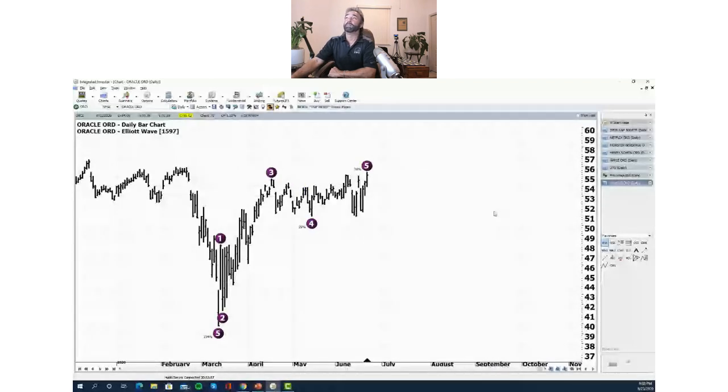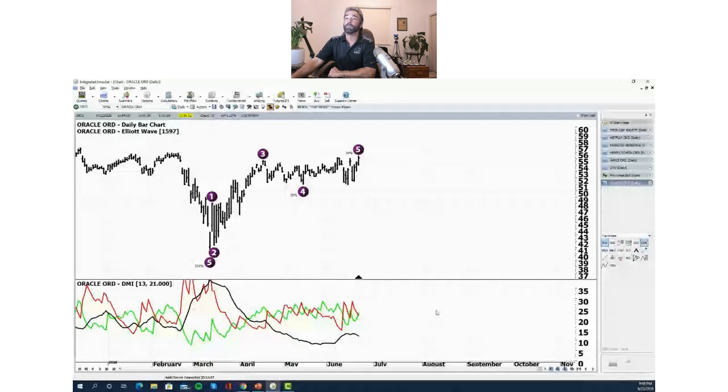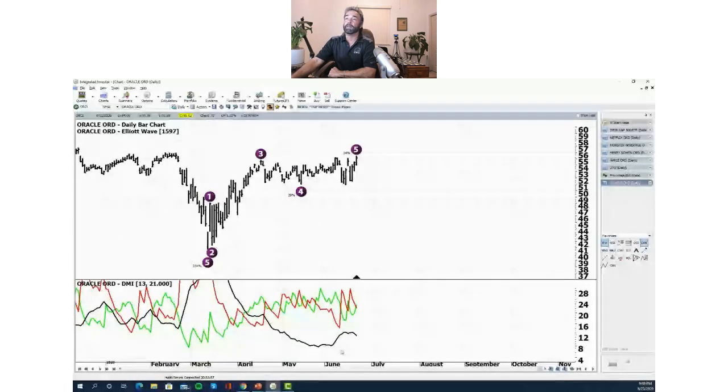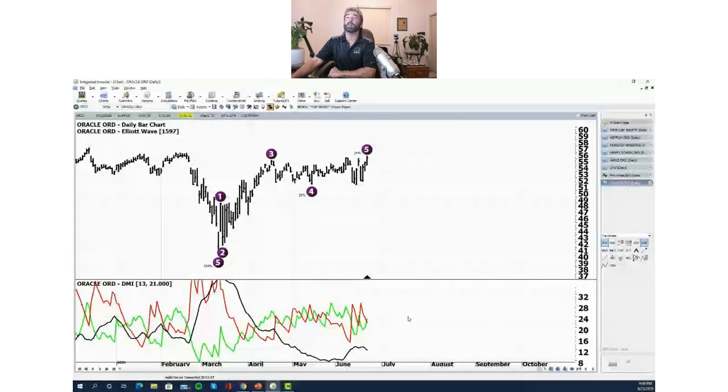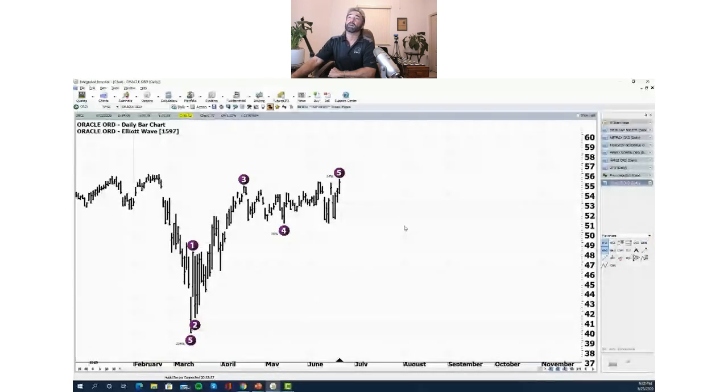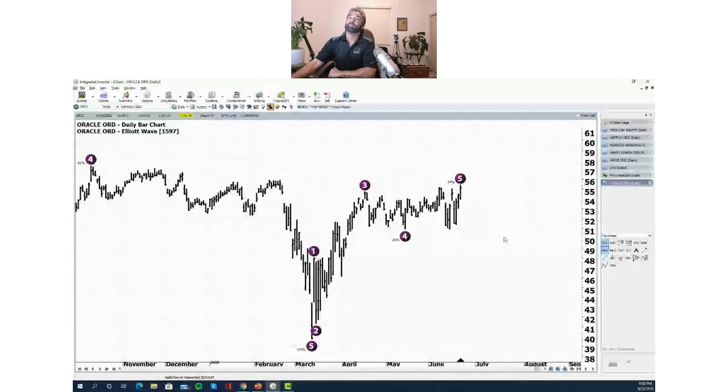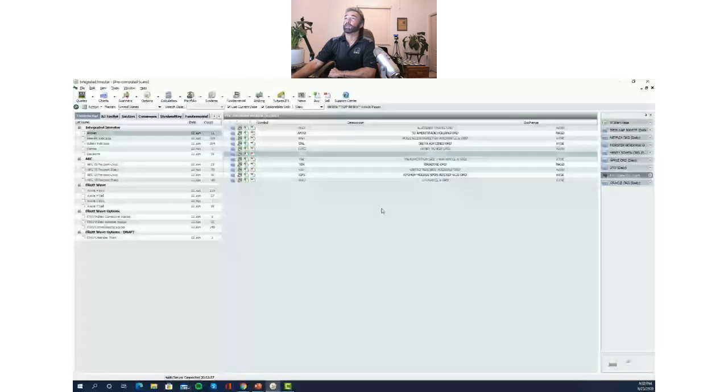Put the Elliott wave pattern on, and always want to see where's the DMI. And on the DMI here, you can see that the ADX is still kind of low. So that's not too exciting from that standpoint. Potential move back to the upside. We'll see. That doesn't look all that exciting to me. So let's go back and see.